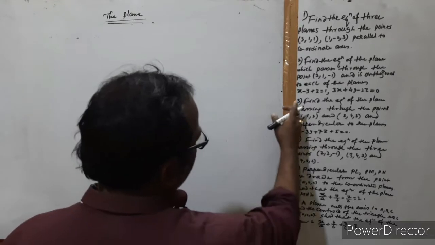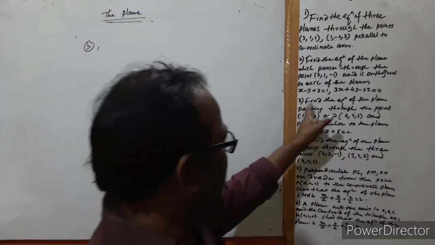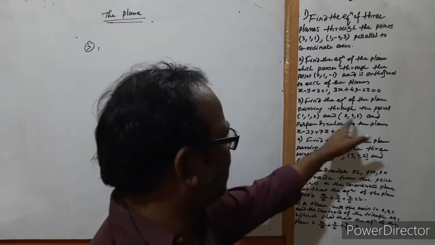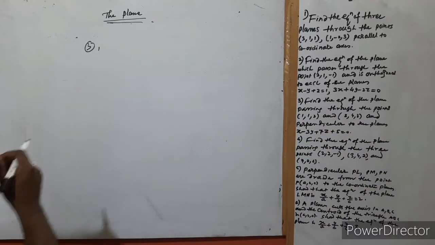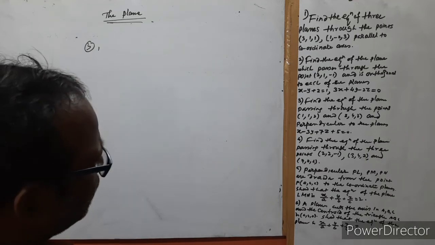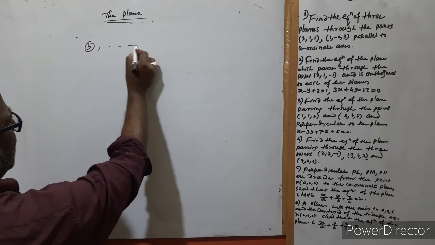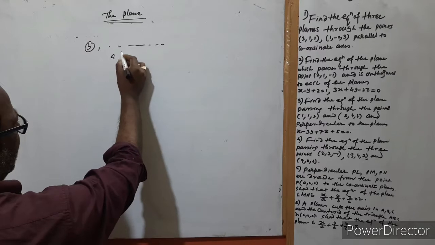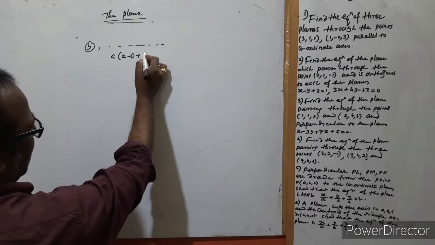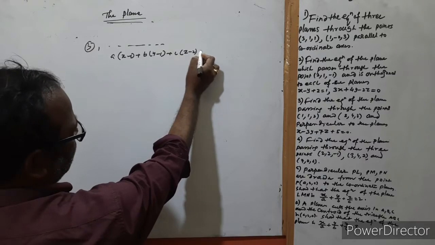And now, just the third. Find the equation of the plane passing through this and this. I just want to mention the technique, the writing skill, as in the previous problems 1 and 2. Now, passing through this point, this is the equation of the required plane: a into x minus 1, b into y minus 1, c into z minus 2 equal to 0.